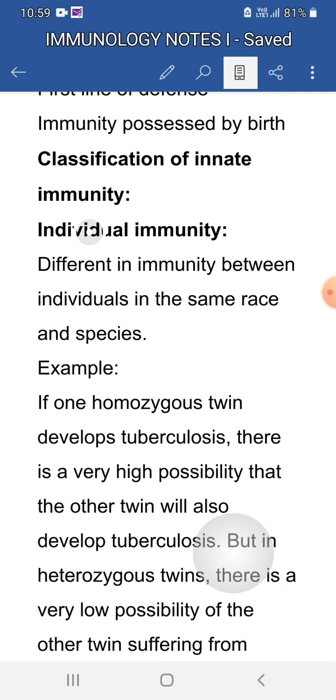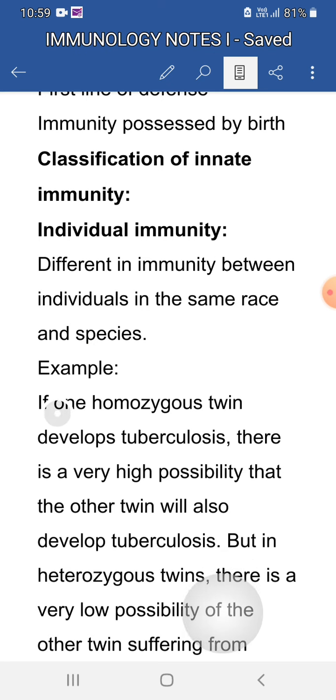Individual immunity is immunity that differs between individuals. Let's take human beings. You may have a brother or a sister or an uncle. Your immunity is different from that of your brother or sister because your genetic makeup is not the same. So this immunity is found in an individual, but varies from individual to individual in the same race. Race is a subspecies or in the same species.